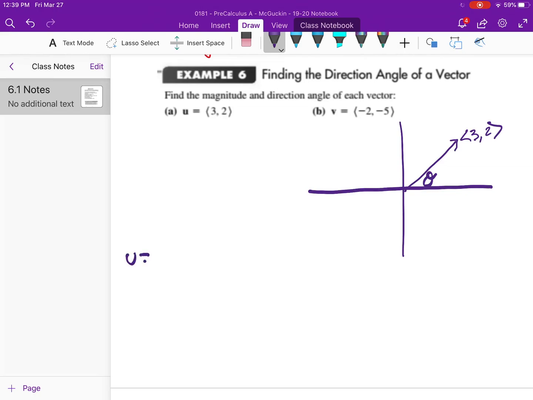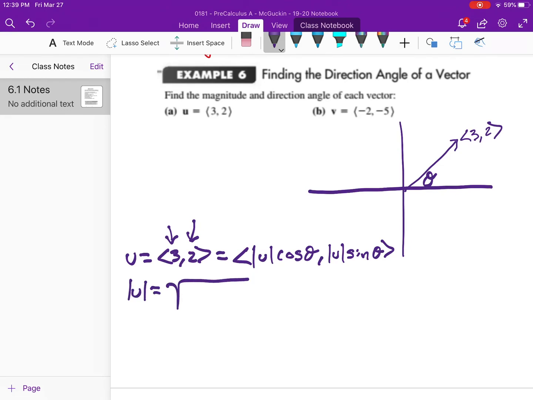So for part A, we know that u is equal to the component of 3, 2. But due to what we learned in our previous video, we also know that we could rewrite this as the component of the magnitude of u times the cosine of the direction angle, comma, the magnitude times the sine of the direction angle. Let's find out what that magnitude is, because I really only need my 2 components to find it. So the magnitude of u is going to be the square root of 3 squared plus 2 squared, giving us a square root of 13 for our magnitude.